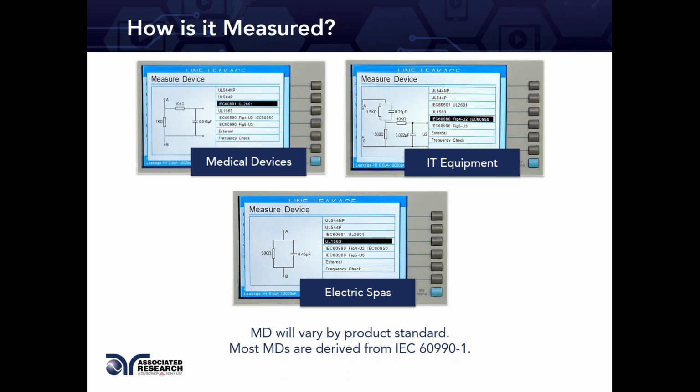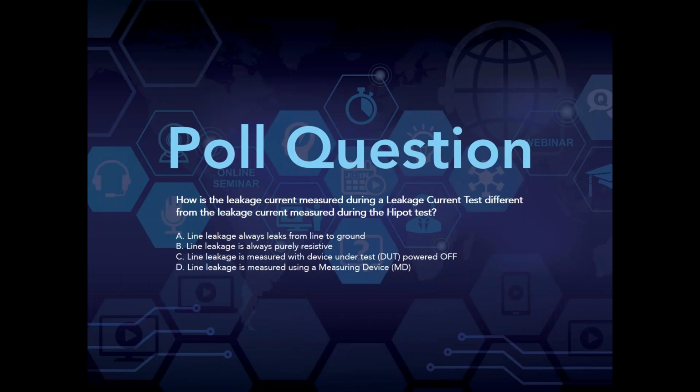So once again, always look at the test standard to get the most accurate information regarding what type of measuring device circuit you need to use. Also, all the maximum allowable leakage current values are listed in the standards. So always reference the standards when you're setting up or looking for information on how to set up the leakage current tests for your industry or for your product.